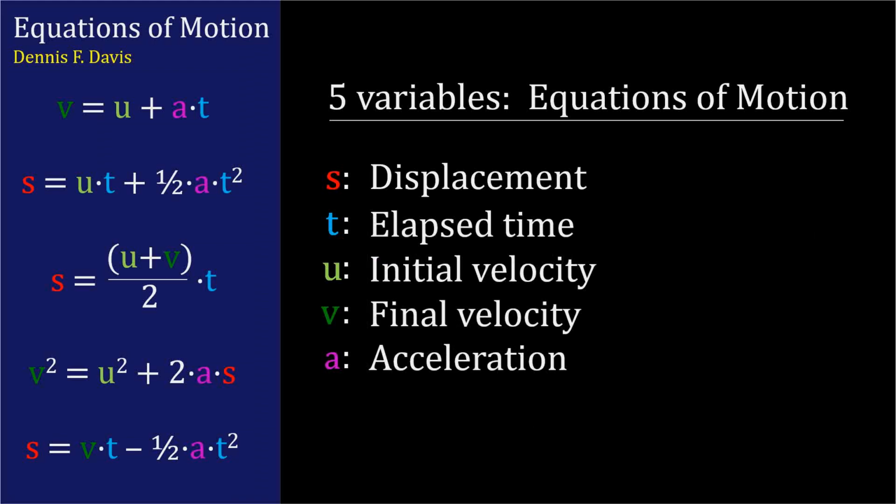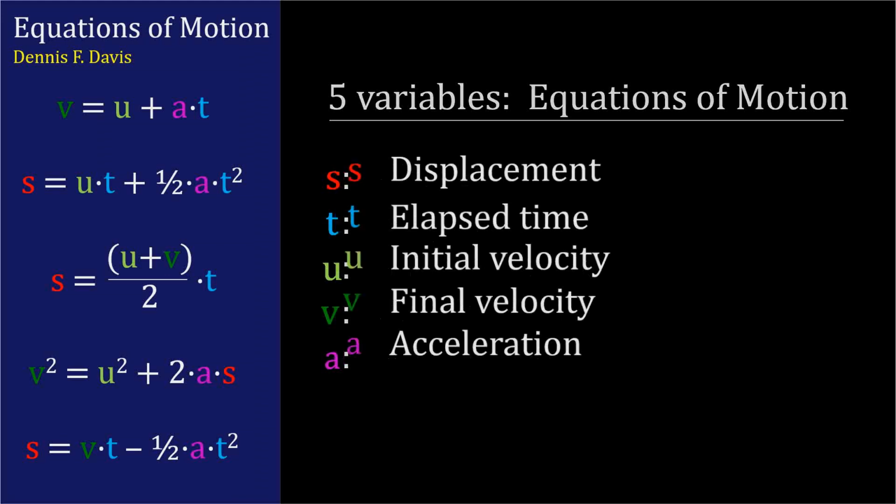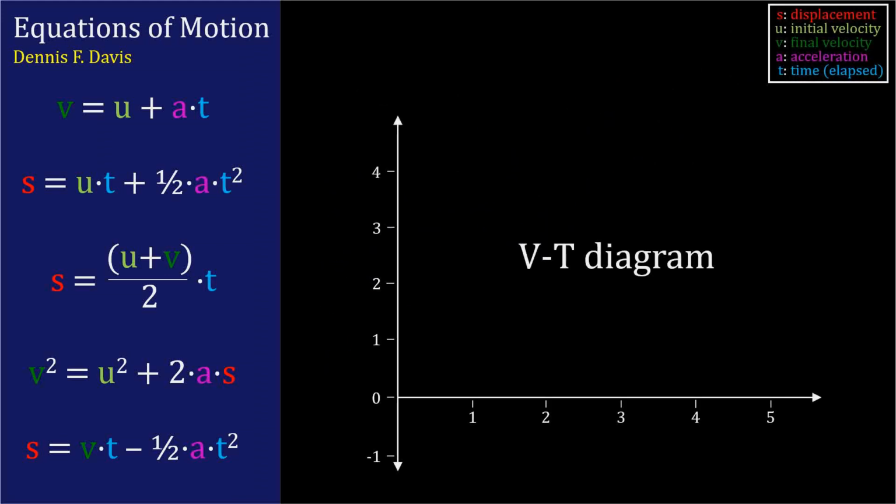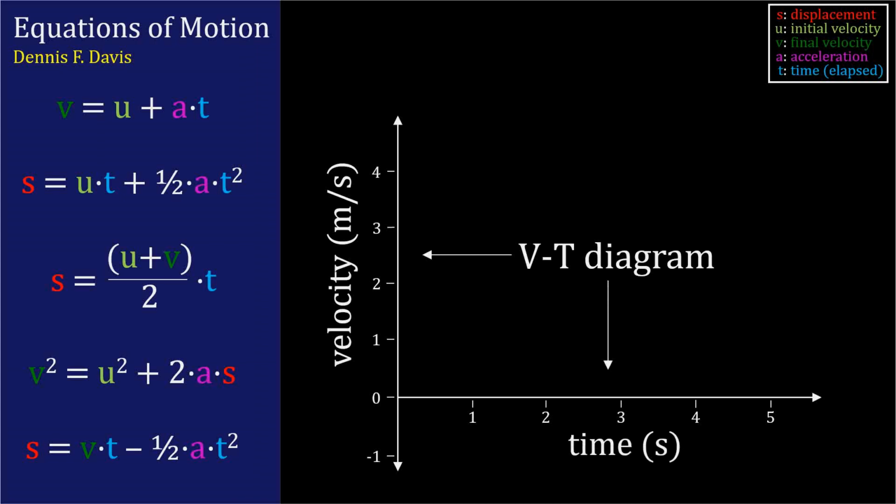So these are the 5 variables referenced in various combinations in the equations of motion. We can see all of them on a simple graph called a VT diagram. A VT diagram is drawn on a set of axes, where the vertical axis denotes velocity and the horizontal axis denotes time. We'll continue to use the standard units of measure, meters and seconds, but the concept will work no matter what units we use.